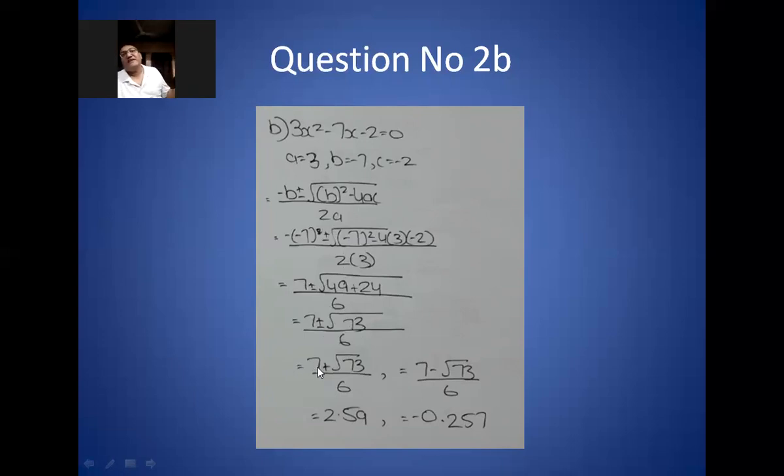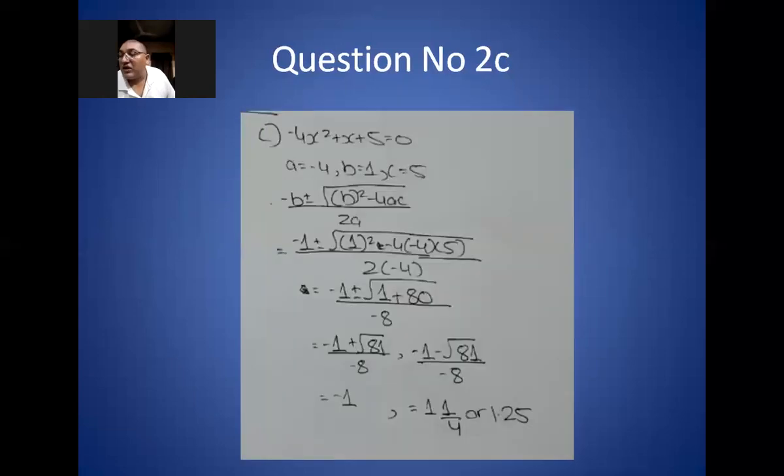So one option is, in your calculator, you will write 7 plus under root 73 equals to, divided by 6 equals to, and that will give you 2.59. The second option will be, you will write 7 minus under root 73 equals to, divided by 6 equals to, and that will give you minus 0.257. So this was the question number 2, B part. I hope you have understood. We have solved this equation by using the quadratic formula.